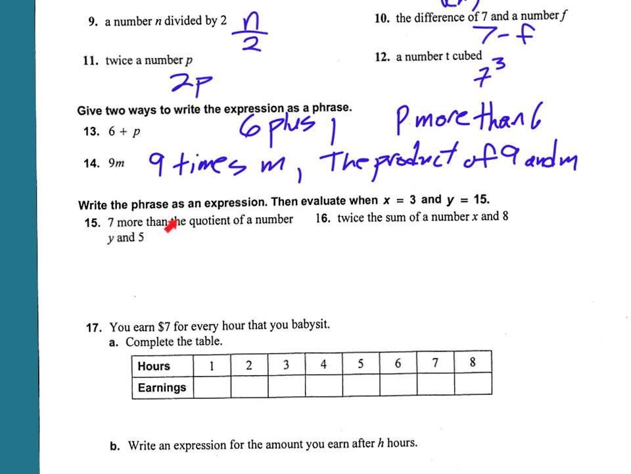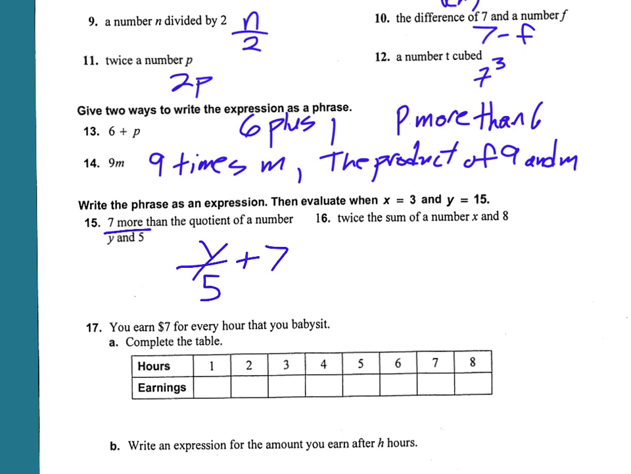Well, 7 more than means we're adding it. But let's talk about this first. Quotient of a number y and 5. We know how to write that, so let's write that. The quotient of y and 5. And then what's this 7 more than? What came first? Did the 7 come before, or did this quotient of a number y and 5 happen first, and then we're adding 7 more to it? That's what happens. So it would be plus 7.